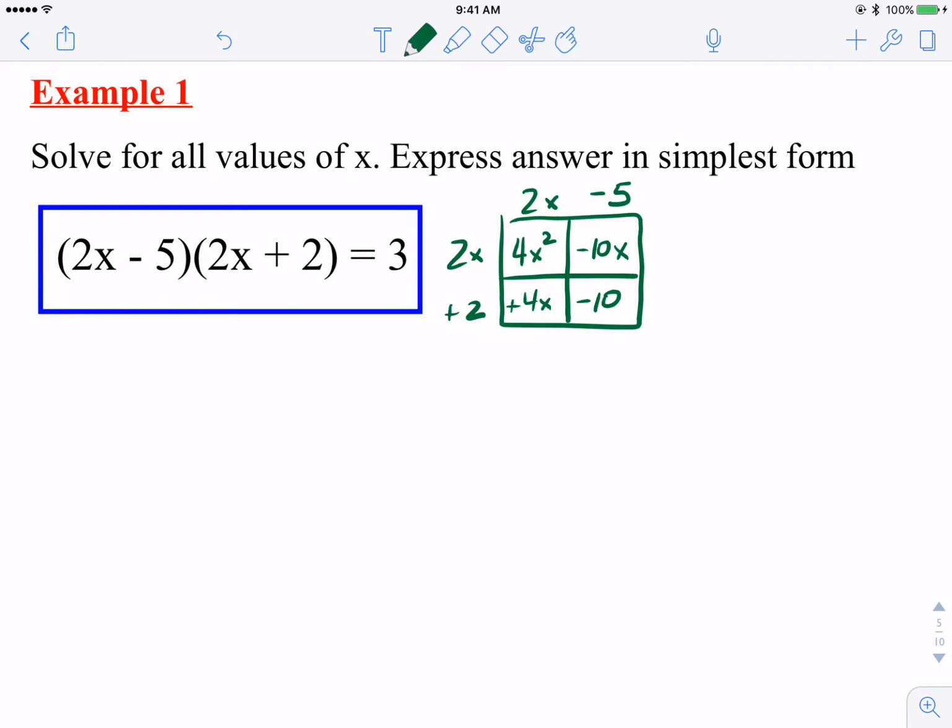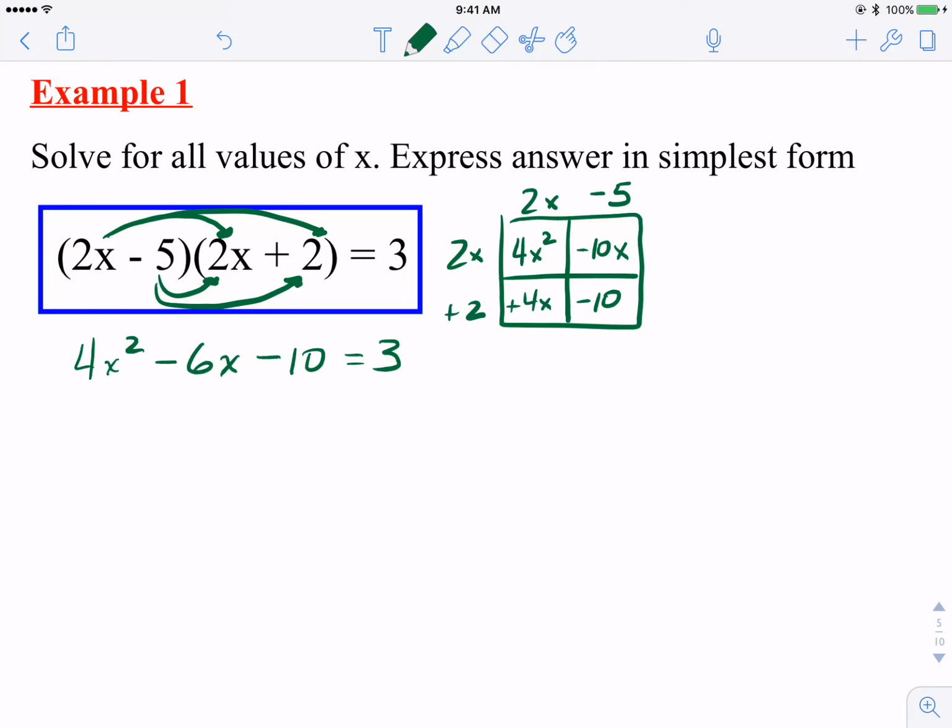Okay, so I'm going to get 4x squared minus 6x after I combine the negative 10 and the plus 4, and minus 10. And that's going to be equal to 3. Like I said, you could have just kind of FOILed here if you wanted to, if you're a little bit more comfortable and you don't want to waste the time in actually drawing the box method out. It can certainly help organize things.